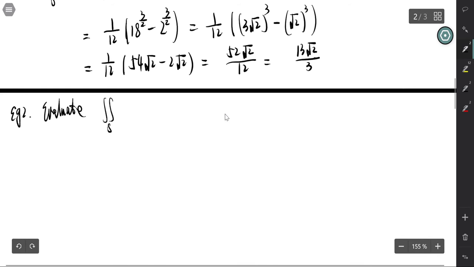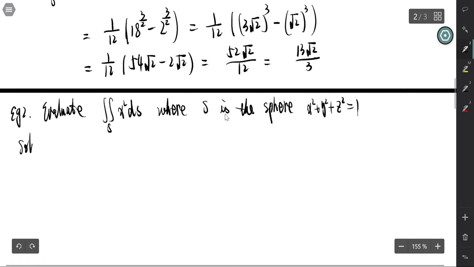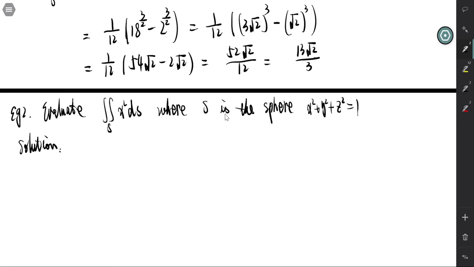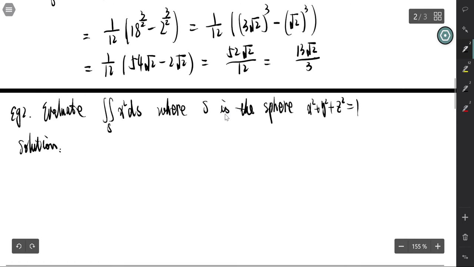the surface integral of x squared dS, where S is the unit sphere x squared plus y squared plus z squared equals 1. It's not a graph. If we want to use the explicit function of z, we would have to divide it into two parts, the upper semisphere and the lower semisphere. That's not convenient for computing the surface integral. So we use the parametric equation.